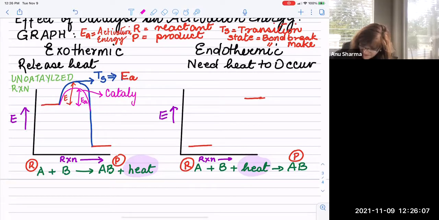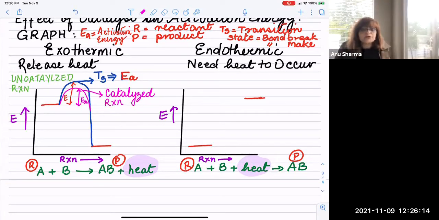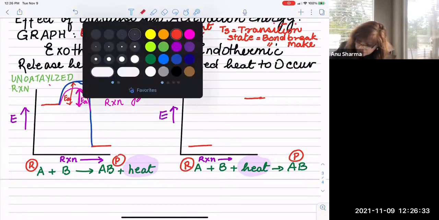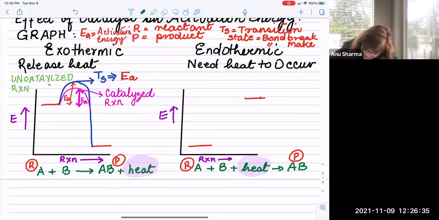So the reaction occurs faster because less energy is needed now to break the bonds. So that is the energy of activation for the catalyzed, and the other one is the energy of activation for the non-catalyzed, or uncatalyzed. Let's just put this here in green. For the uncatalyzed, the hump is higher.